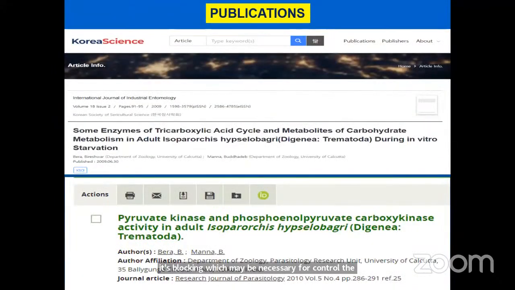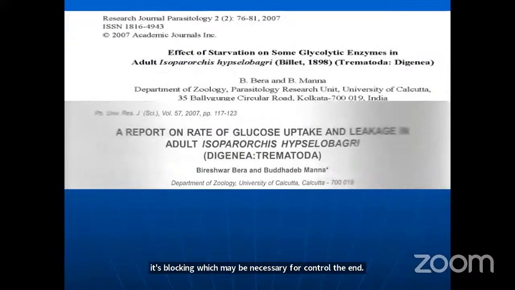These are the publications in various journals.